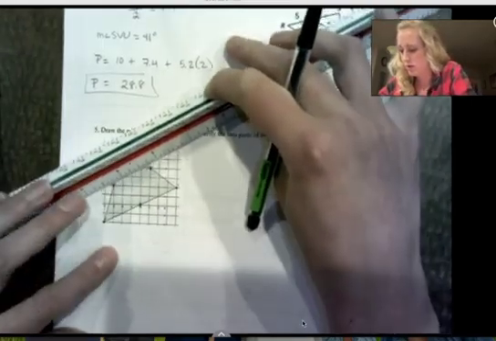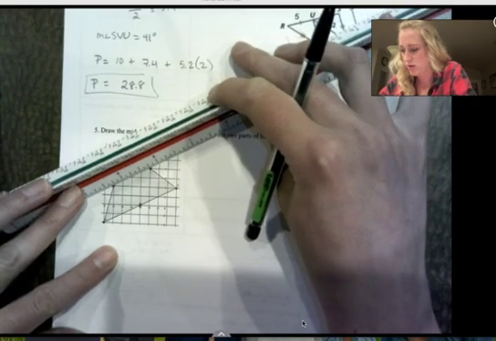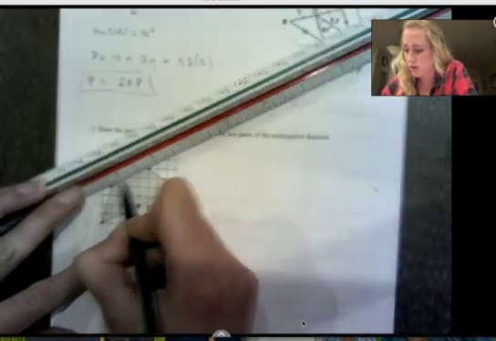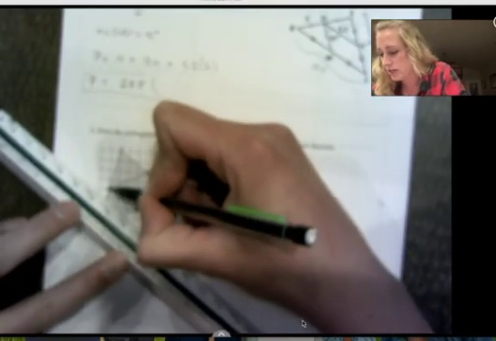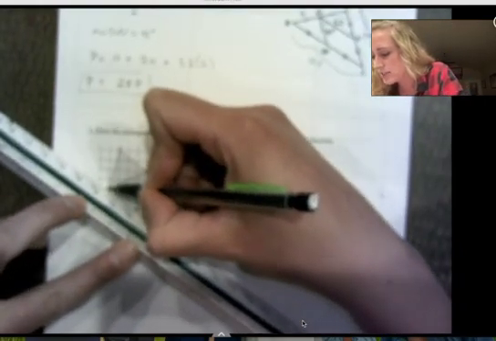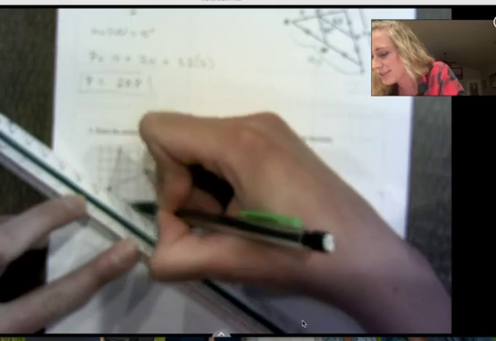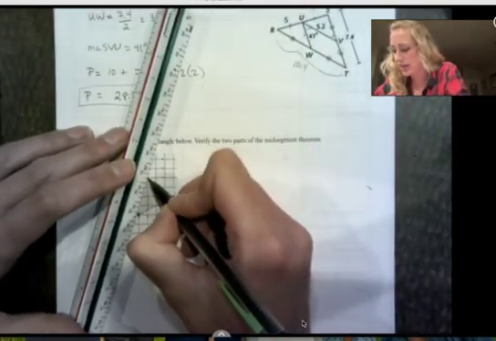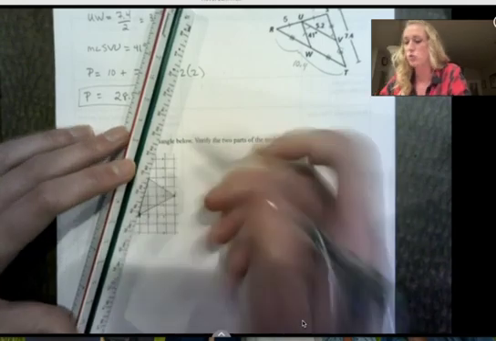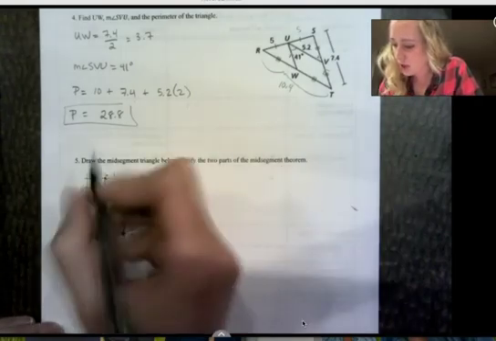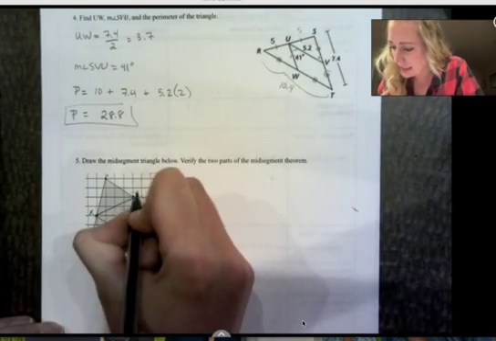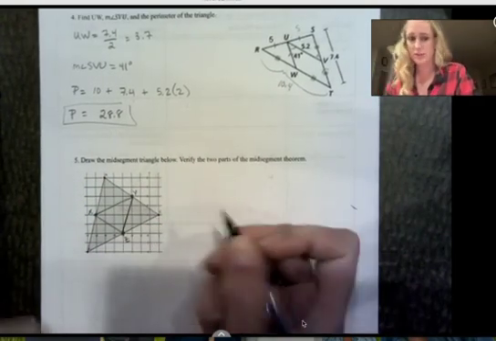Okay, so I am going to need to calculate because it says verify. So me just eyeballing is not justifying that this is actually the midsegment. So I'm going to do one and have you guys do the other one. So I'm going to call these something. I'm going to call these X, Y, Z. So I have points to refer to.